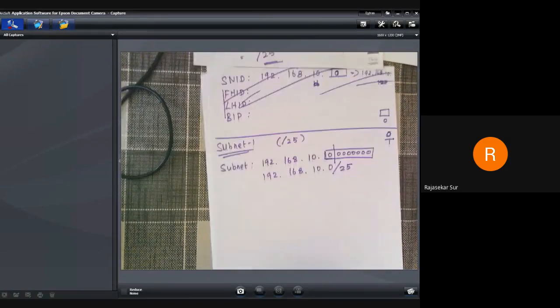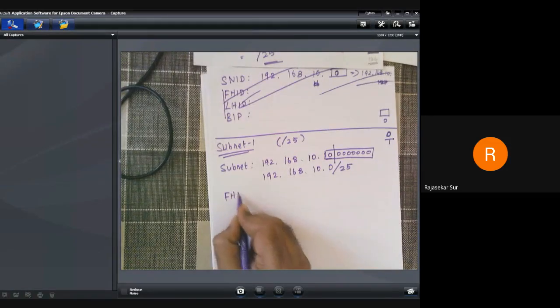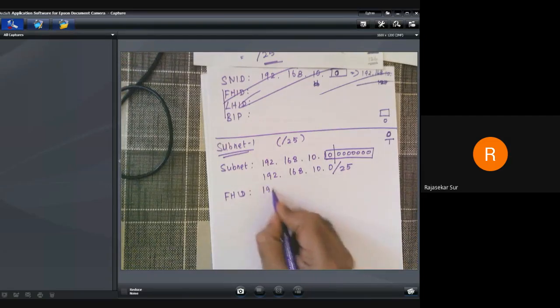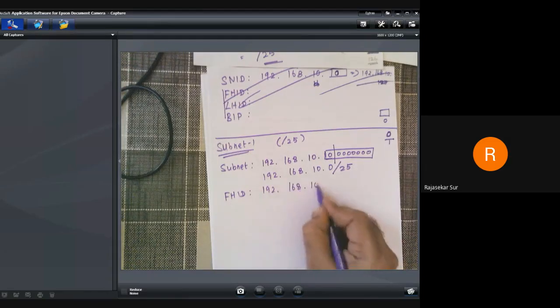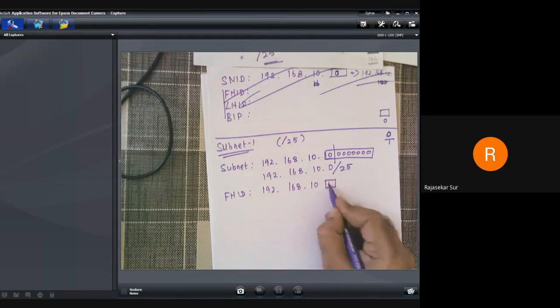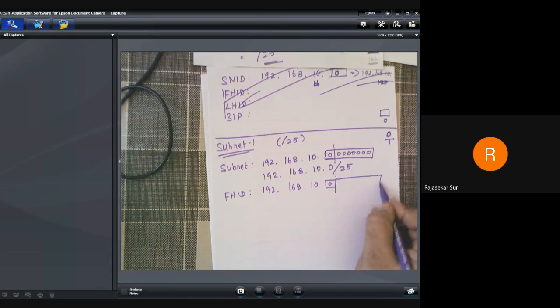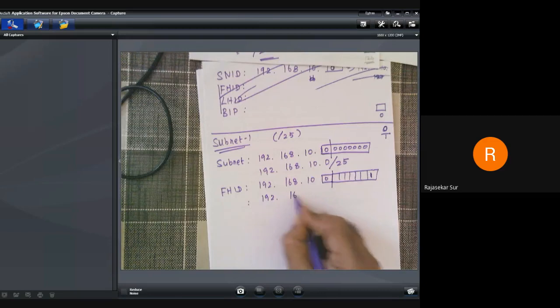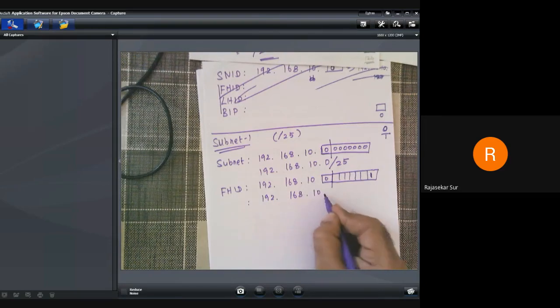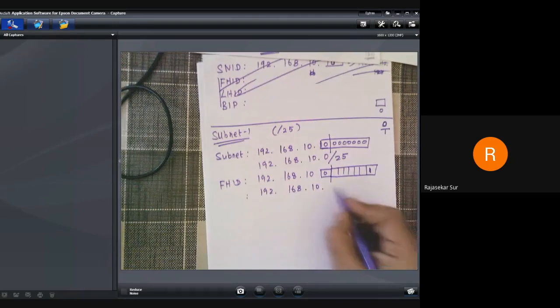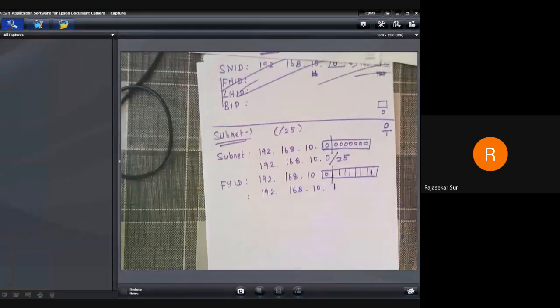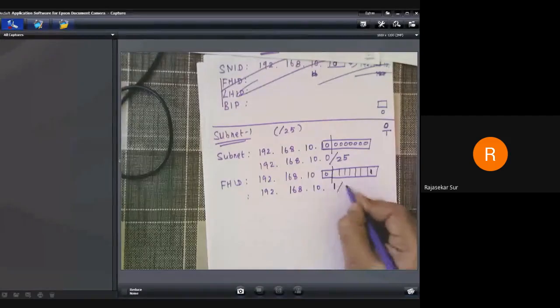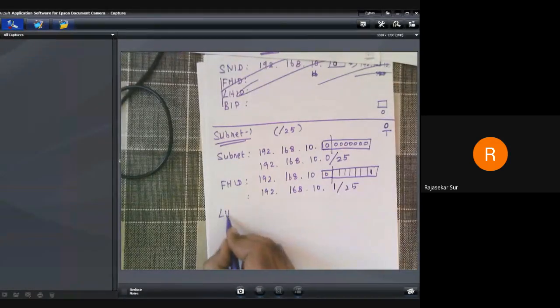Now I'm going for the first host ID. What is the first host ID? 192.168.10. So the first bit is going to be 0. There is no change. We have 7 bits here. 1, 2, 3, 4, 5, 6, 7 bits available. So here the last bit is going to be 1. Then this is equal to 192.168.10.1. This is the first host ID. So this is /25.